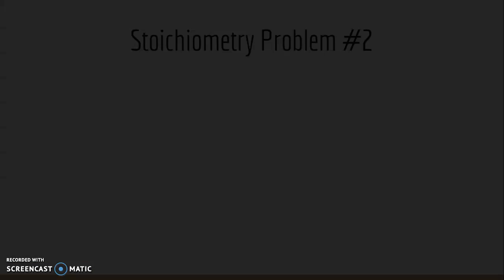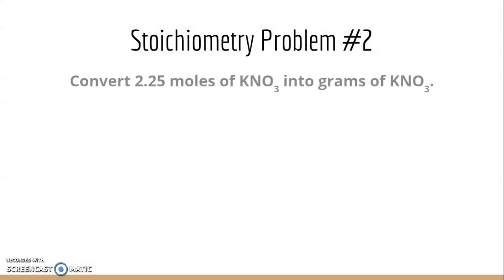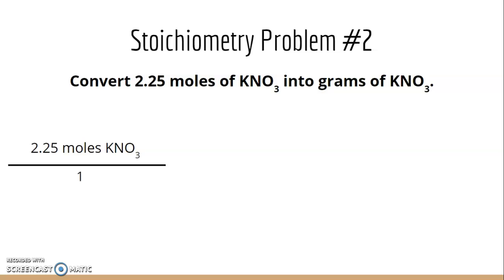Okay? So let's continue to another problem. This problem says, convert 2.25 moles of KNO3 into grams of KNO3. So what are we referencing here? Well, we know what we are given, that is 2.25 moles of KNO3, and we want to convert it into grams of KNO3. So the first step is going to be to write out what we are given, which is the 2.25 moles of KNO3, and just for organization purposes, I like to put it over 1.